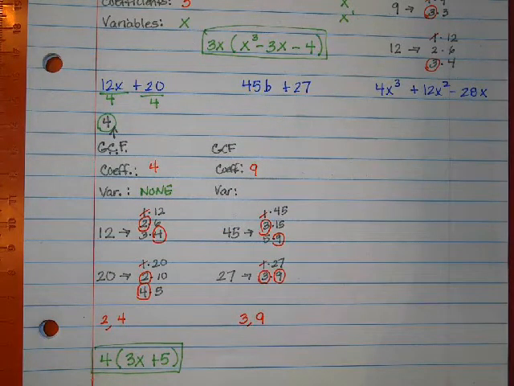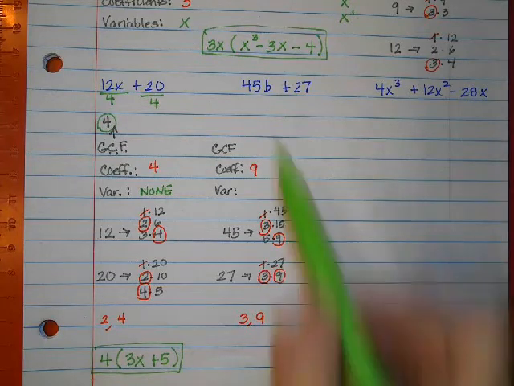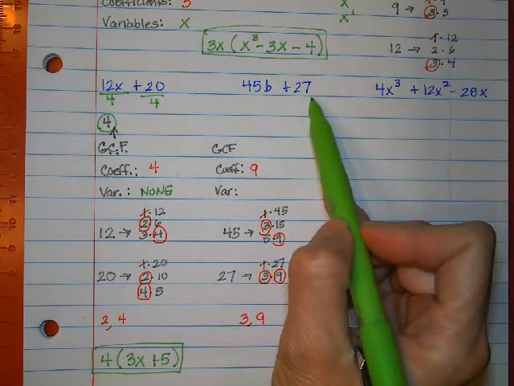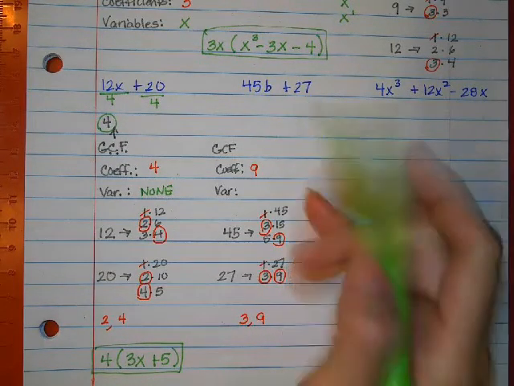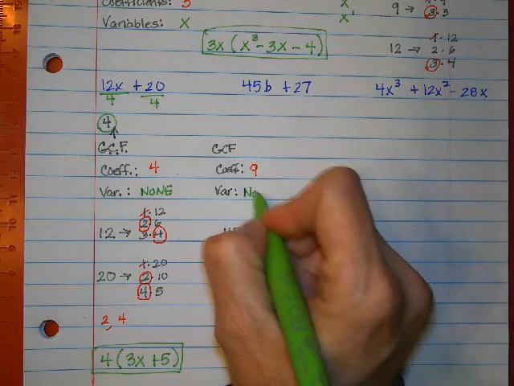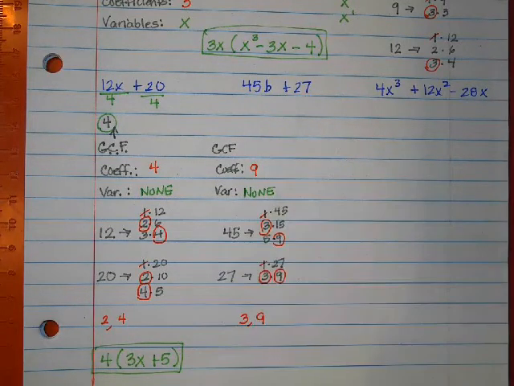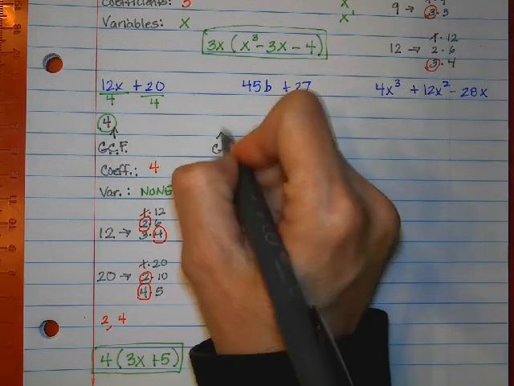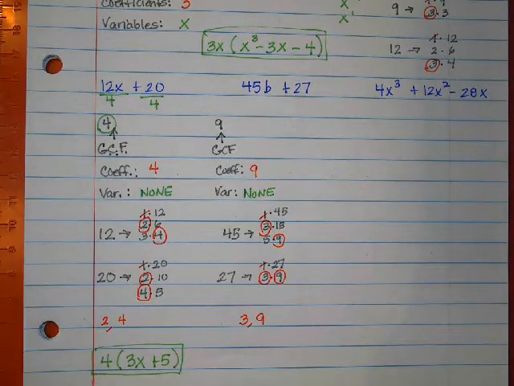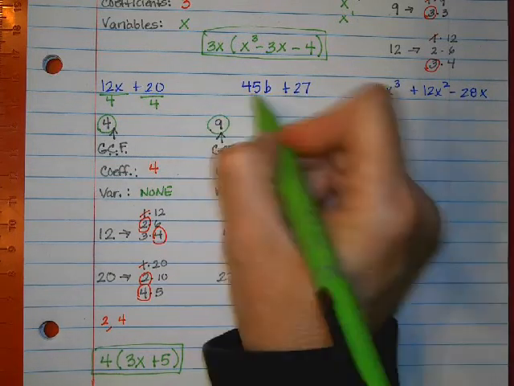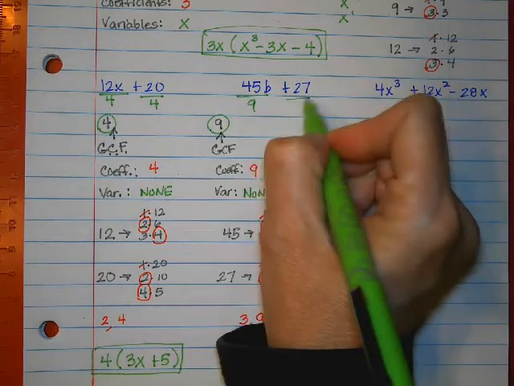So now let's go to our variables. Alright, so this has a variable b, but does this have a variable b? Nope, no variable. So they don't both have a variable, so there is no GCF for the variables. So our only GCF is 9. And we'll take that 9 and divide each term by 9.